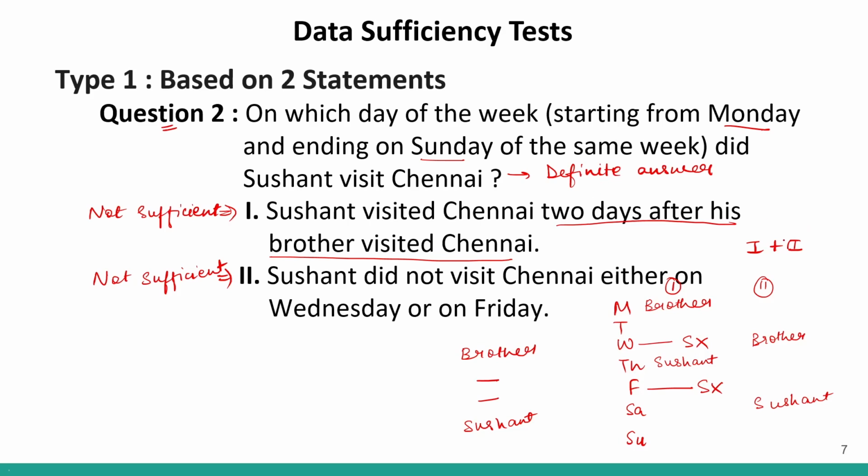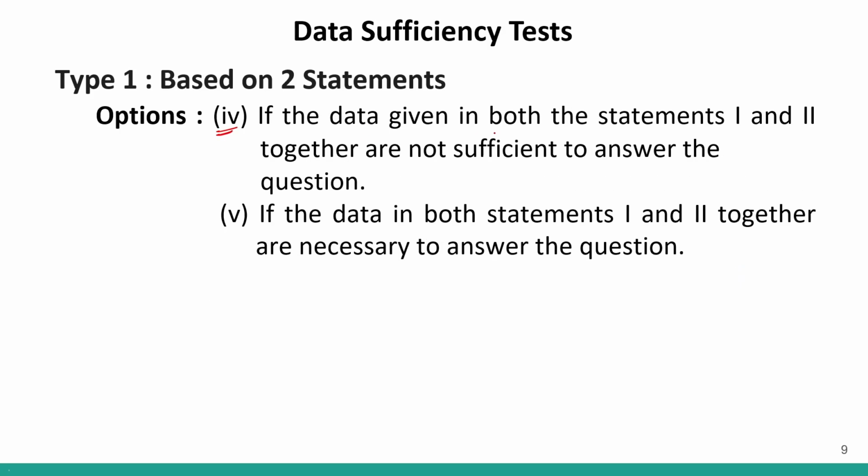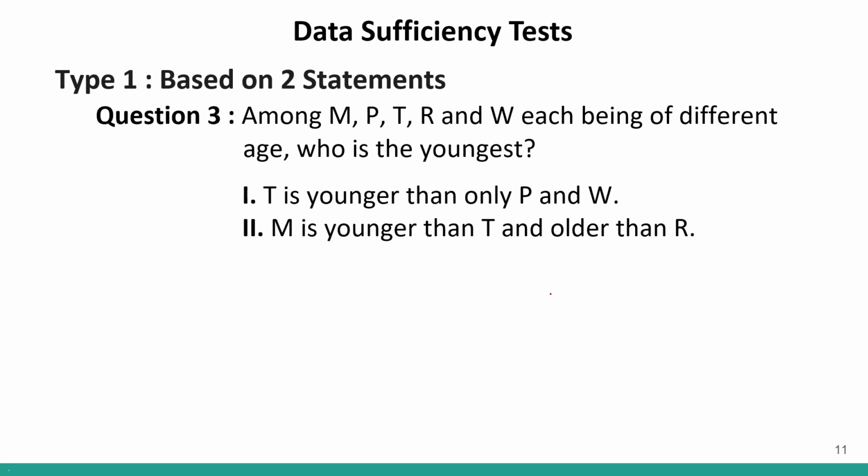So I can say that neither 1 is enough nor 2 is sufficient, and even after combining 1 and 2 together, it is not sufficient. Correct? So if I look at the options, I can say that option number 4, that given data in both statements 1 and 2 together are not sufficient to answer the question. We cannot answer the question even with both the statements. Correct?